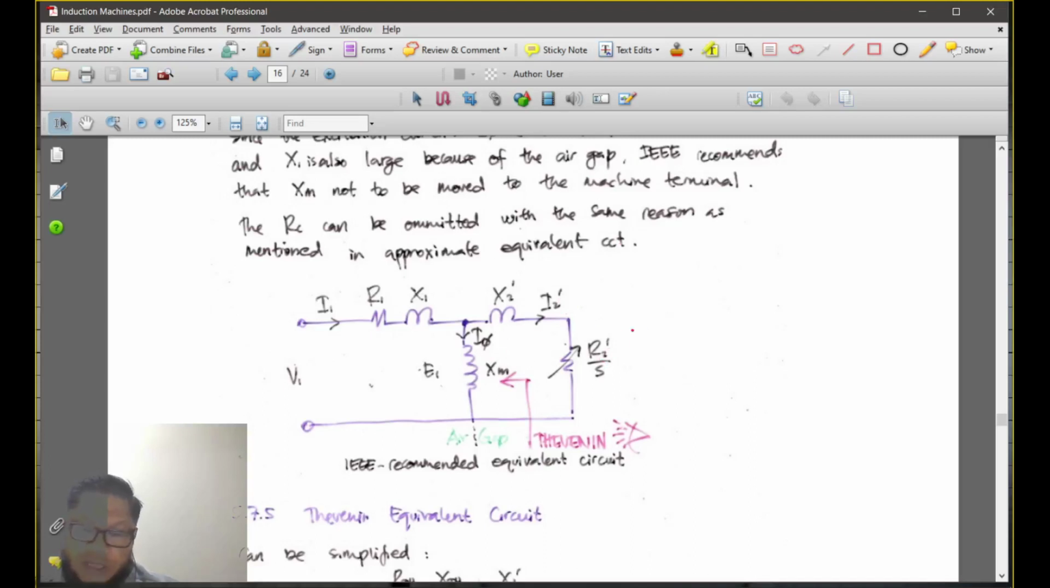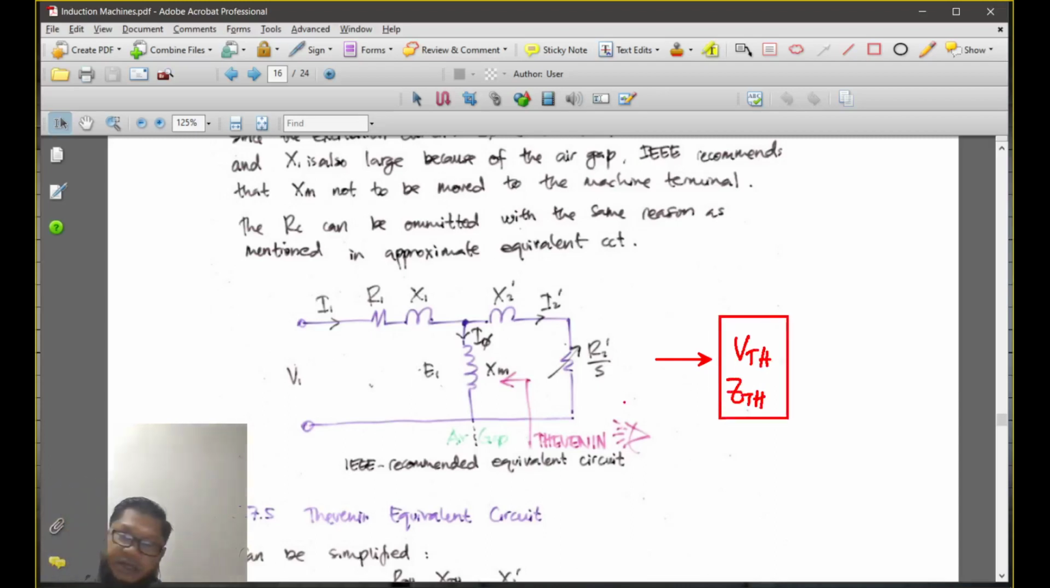For I2 prime, it is recommended that you convert the circuit into a Thevenin equivalent. You need to get the components VTH and ZTH. And how to get that? You make sure that you look from that angle, and you need to get the VTH as well as the ZTH.